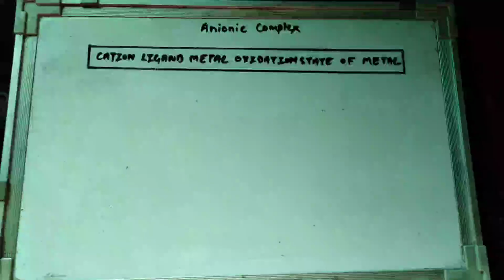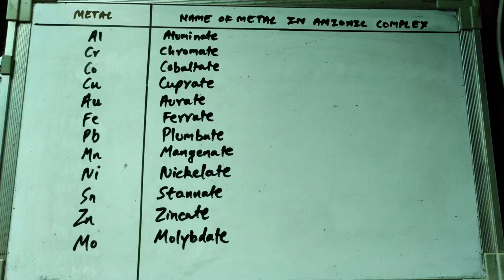Next we are going to name anionic complexes. Anionic complexes are named in the following order. First we name the cation, followed by ligand, followed by metal name ending with suffix ate, followed by oxidation state of metal. Here is the table that shows how metals are named in anionic complexes. Please pause the video and go through it.